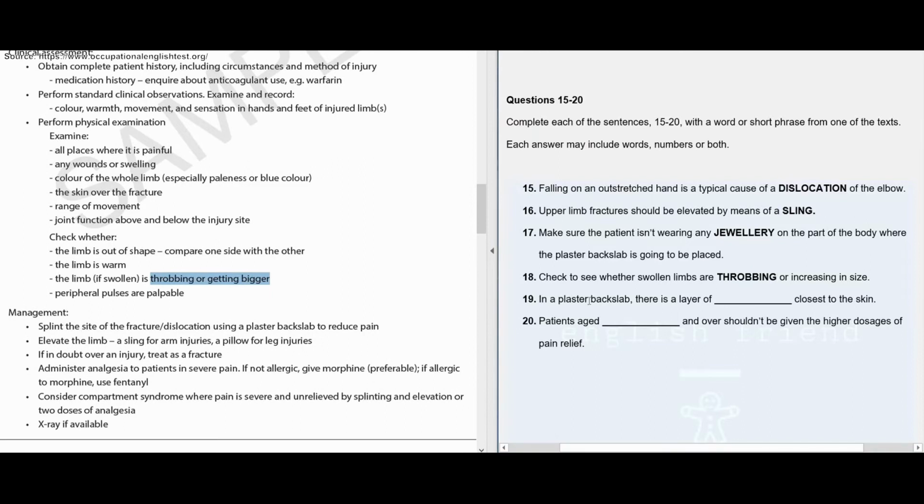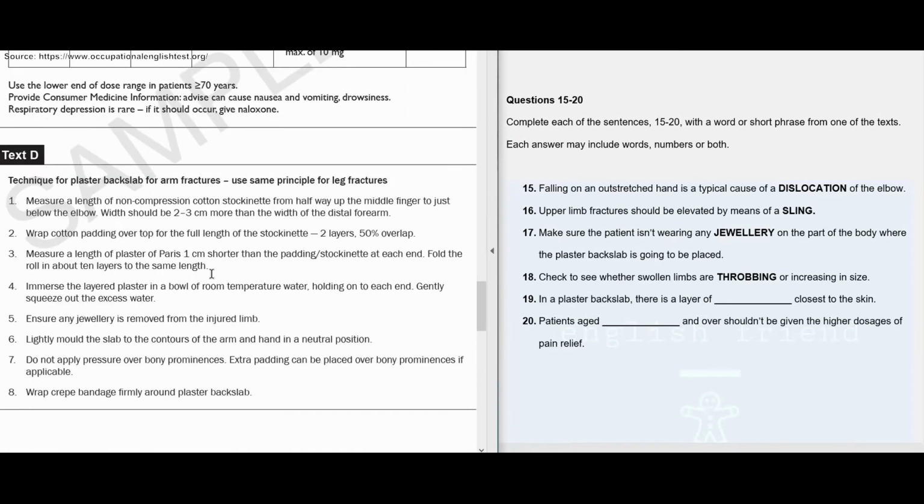Question number 19. In a plaster backslab, there is a layer of dash closest to the skin. So let's check text D. Here we can see that the first point, measure a length of non-compression cotton stockinette from halfway up the middle finger to just below the elbow. Width should be 2 to 3 centimeters more than the width of the distal forearm. So cotton stockinette is the first thing which they use to apply on the fracture. So answer for question number 19 is stockinette.